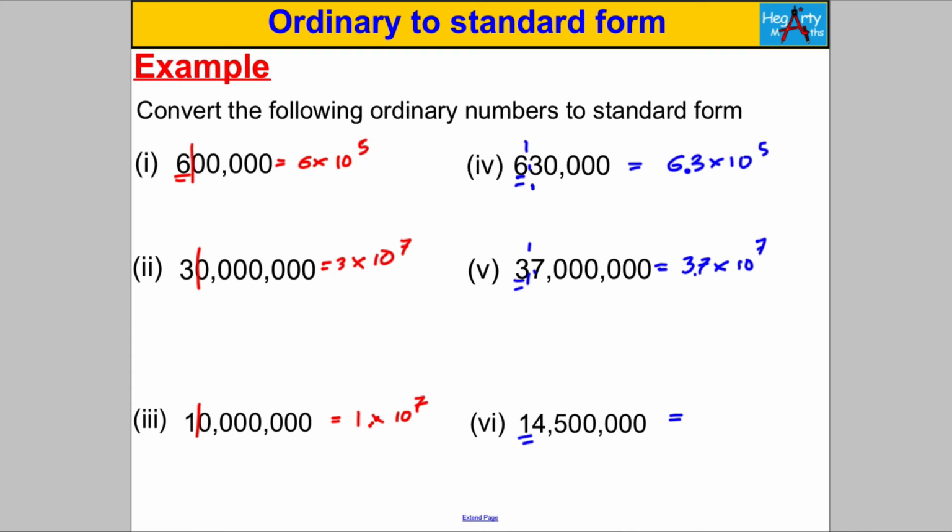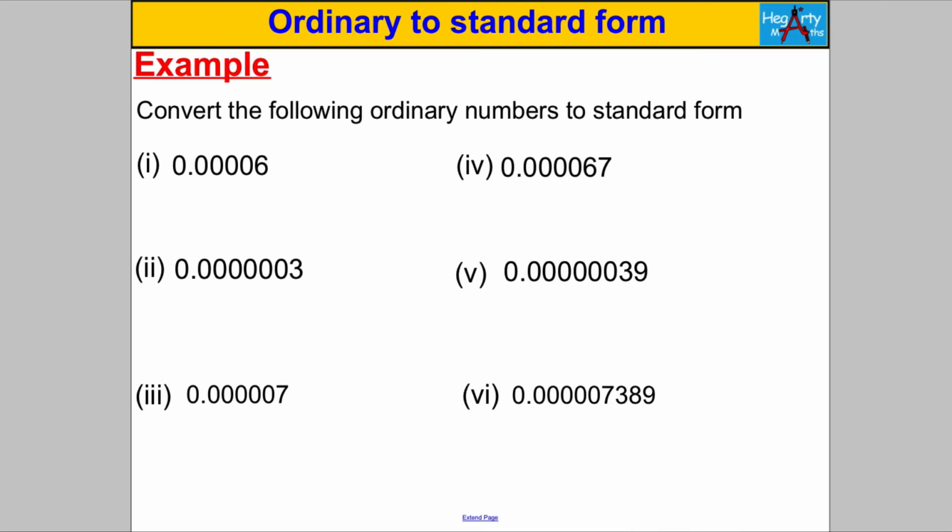Exactly the same thing here, write down the 1, the 4 and the 5. Where does the decimal go? Well, it must go here, and you count how many digits after the 1, so it's times 10 to the power of positive 7 because it's a big number. Let's do the same thing with small numbers. Pause the video and have a go.